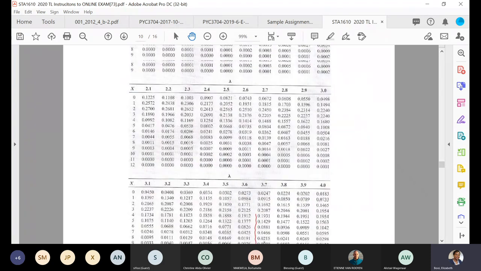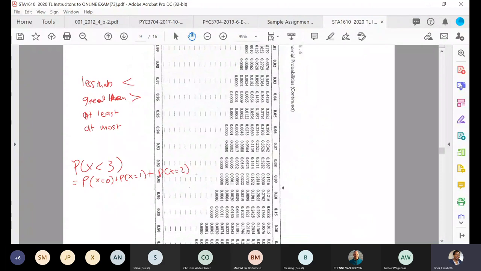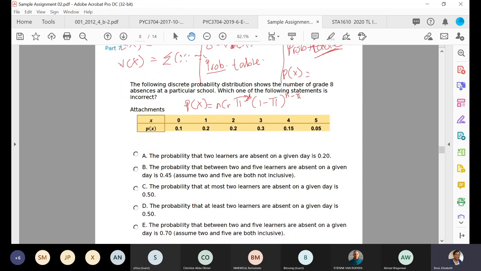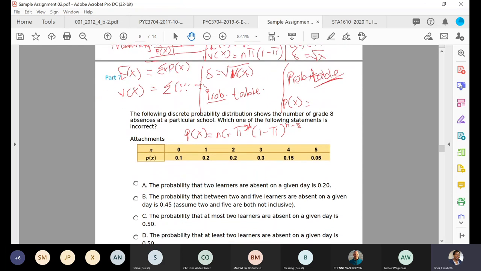So you need to know how to define your less than, your greater than. At least means greater than or equal. At most means less than or equal. You need to know all those things. We did discuss this during our sessions, so I'm not going to dwell too much on that so that we can start answering the questions. We don't have enough time.